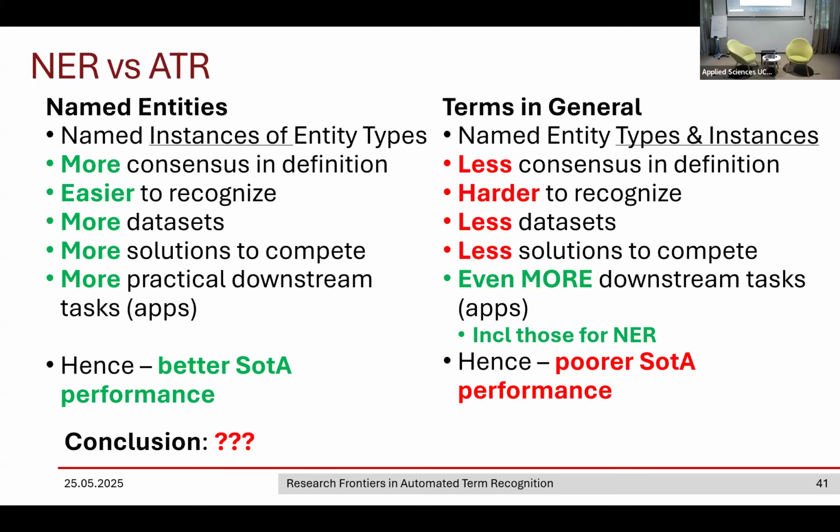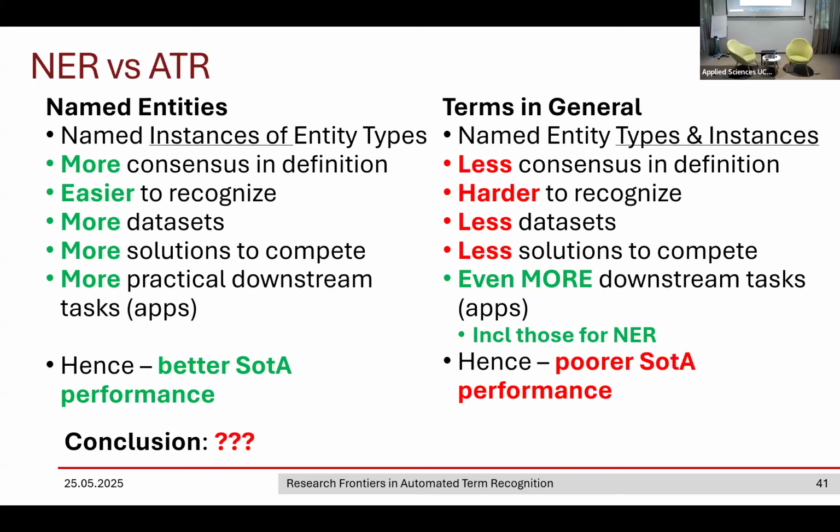And for terms in general, we have less consensus in definition. It's harder to recognize terms or not terms. There are fewer data sets. There are many different opinions on what is a term. There are fewer solutions to complete the task, and even more downstream tasks for general automated term recognition, including those for named entity recognition, by the way. The consequence is that the state-of-the-art performance is substantially worse.